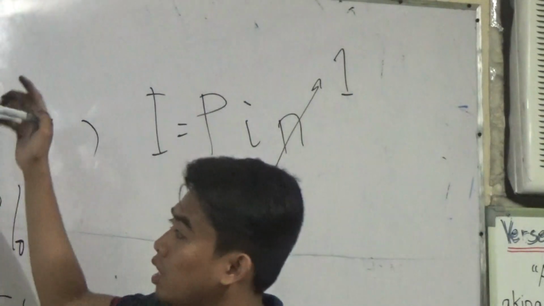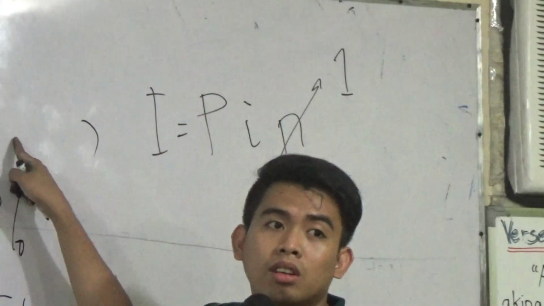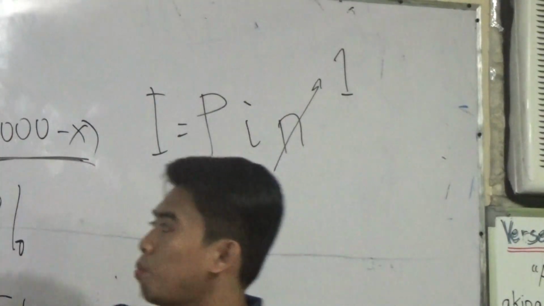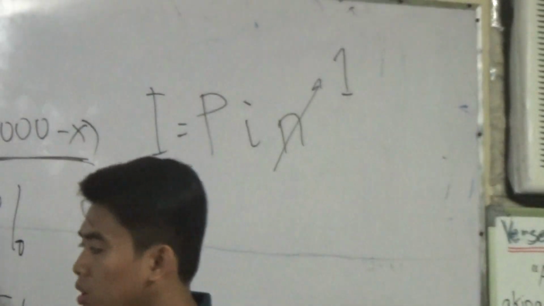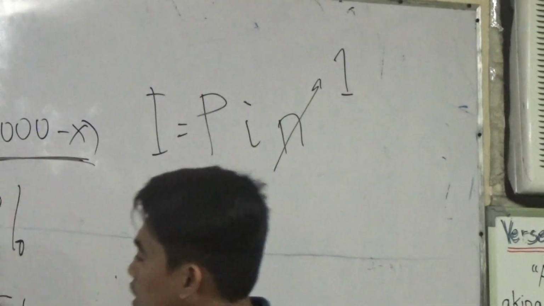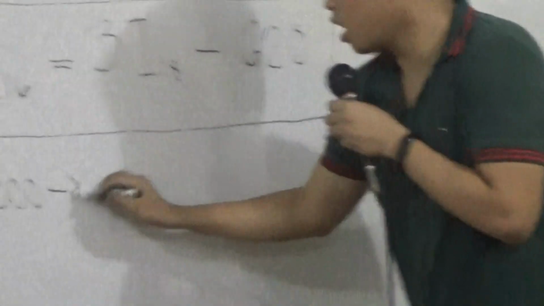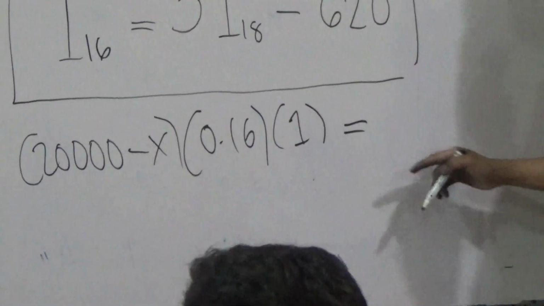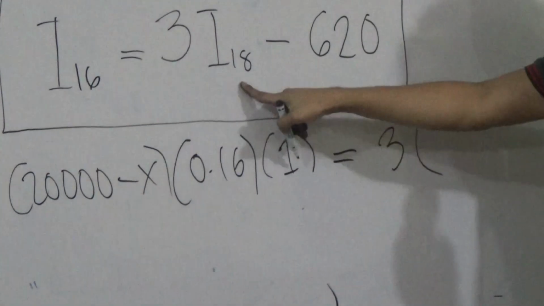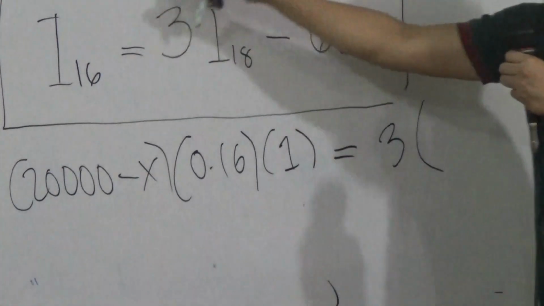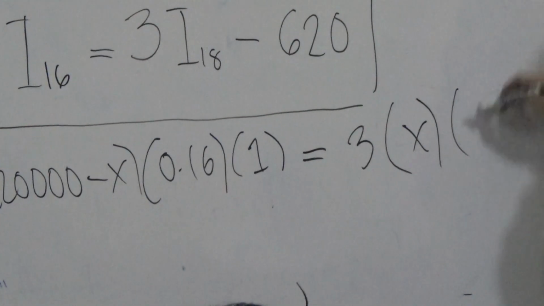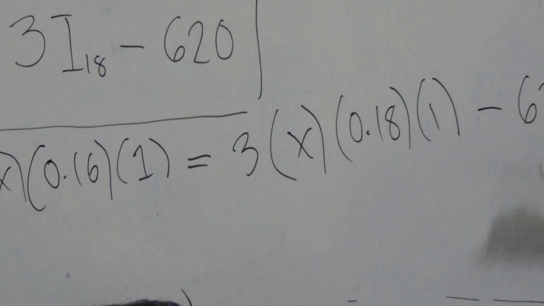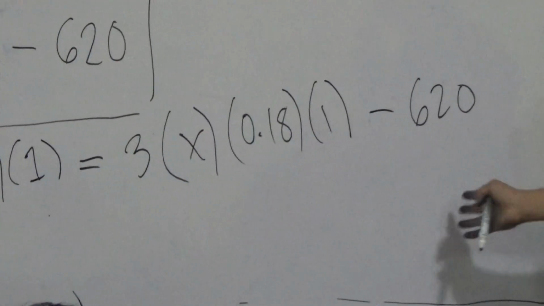Okay, 20,000 po muna na, nag-invest ako ng X sa 18. So, magkano na lang dito? So, 20,000 minus X. So, ito yung principal sa 16, ito yung principal sa 18. So, 16, that is P, principal dyan is 20,000 minus X, interest dyan is 16, number of years dyan 1. Equivalent sa 3, interest sa 18, PIN. So, principal sa 18, X. Interest sa 18, 18. Number of years 1. Minus 620. Okay, makuha ko na yung in-invest ko sa 18.